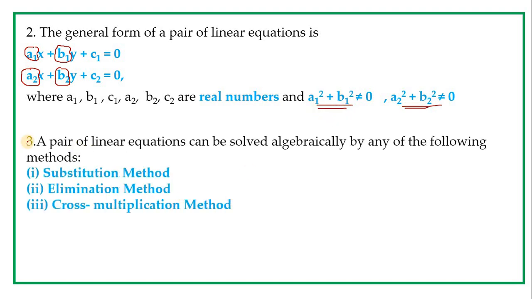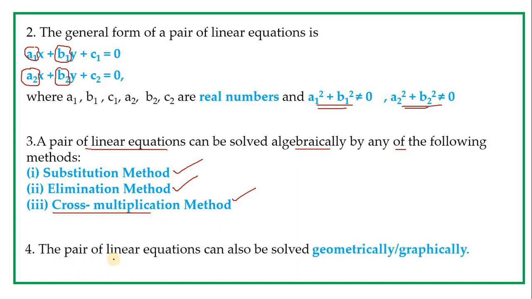The next point is, a pair of linear equations can be solved algebraically by any of the following methods. We have three methods, children. The first one is the substitution method, the second is the elimination method, and the third one is the cross multiplication method. And for this year, they have deleted this cross multiplication method.